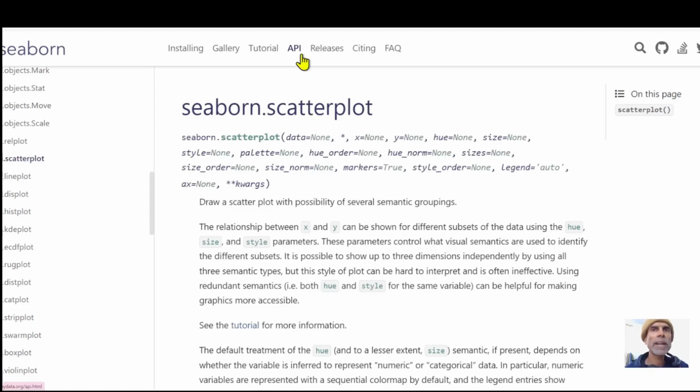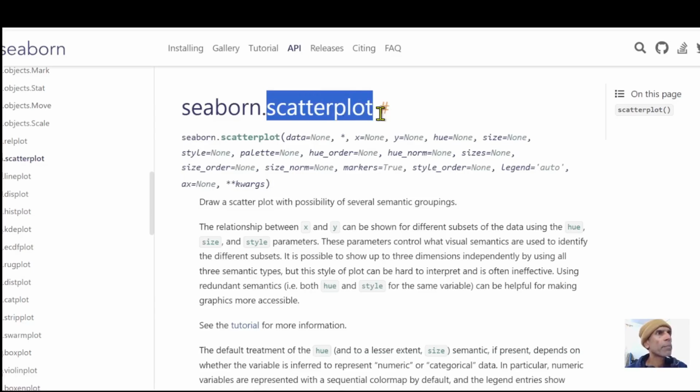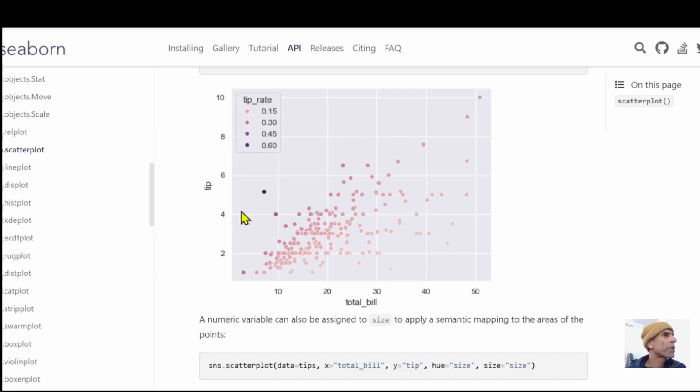Hello students, welcome back. So now we are going to be focusing our attention on Seaborn's scatter plot. What a scatter plot does is it allows you to see the relationship between two numerical columns, two numerical variables. So let's say you have this right here. This is a scatter plot right here.